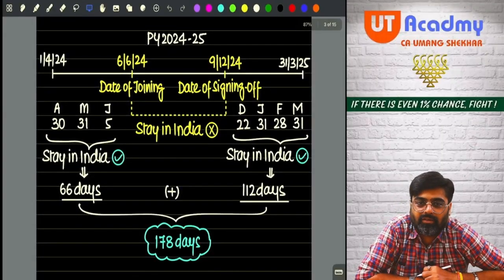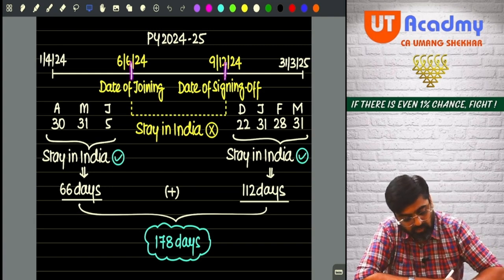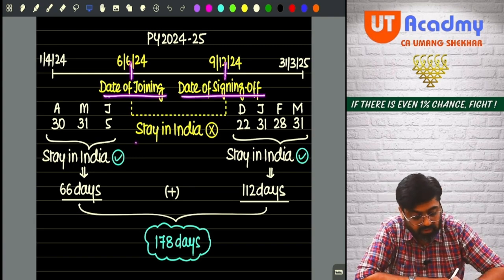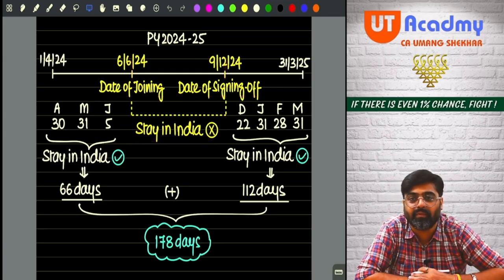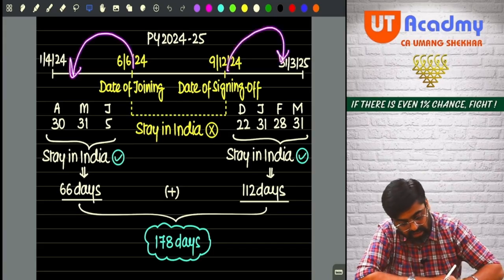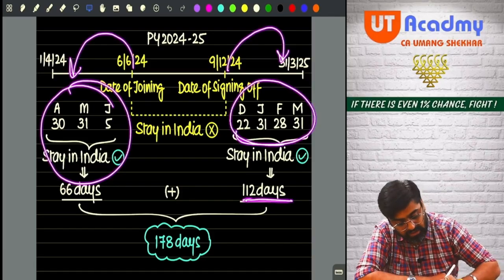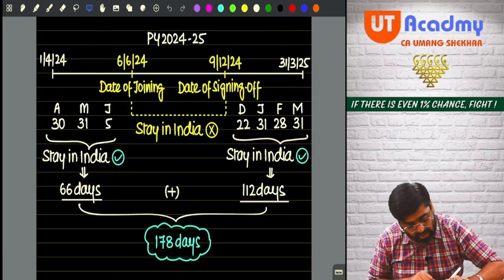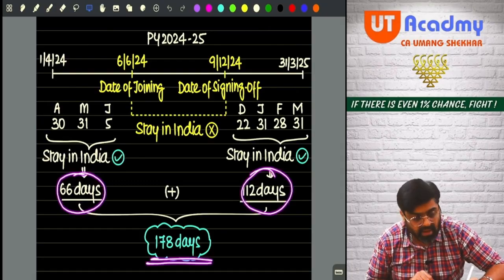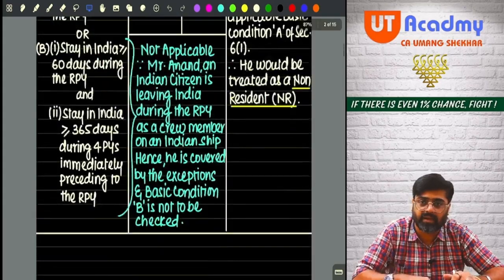See the working note, guys. This is the working note. And in this working note, your 178 days calculation is there. From 6th of June till 9th of December, from the date of joining till the date of signing off, this is not your stay in India. So whatever days prior to this and whatever days after this, that means April, May, June and December to March, these many days is your stay in India. I will add both of them. I will get total stay in India. This is 178. I have written here.